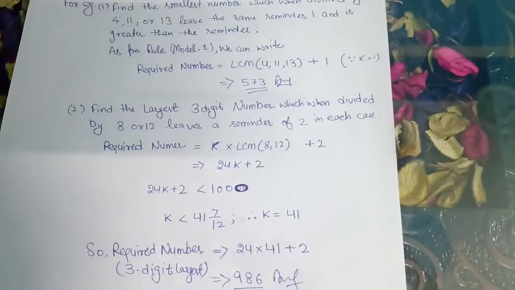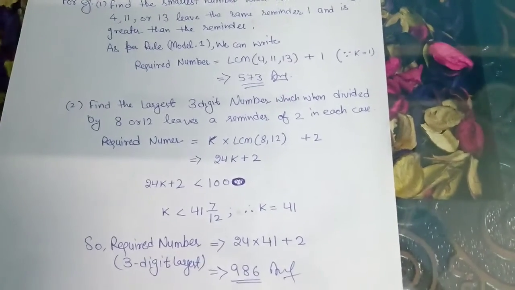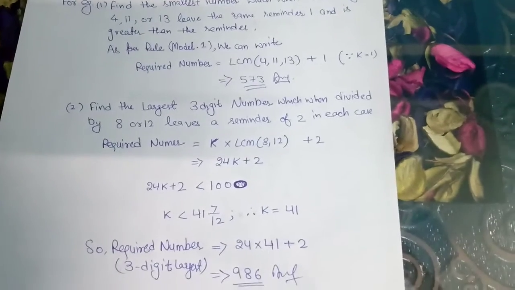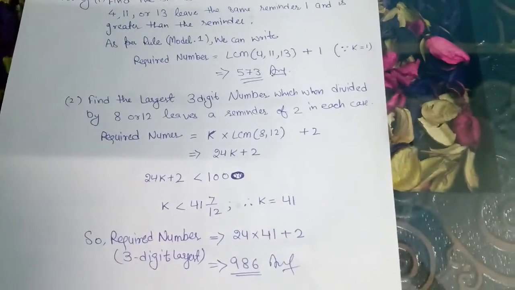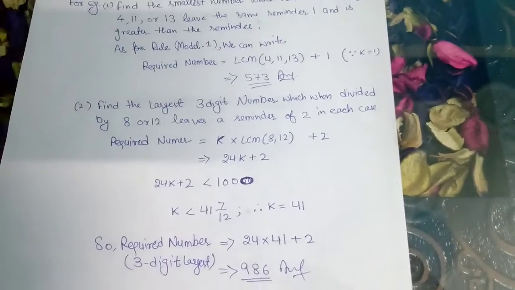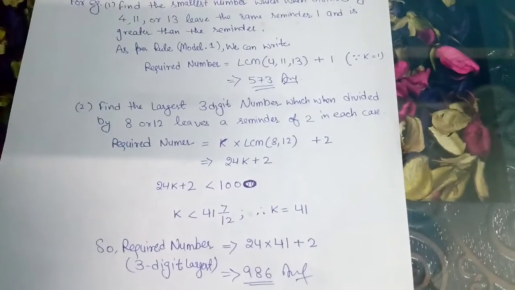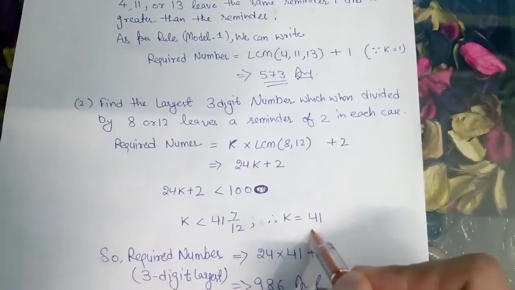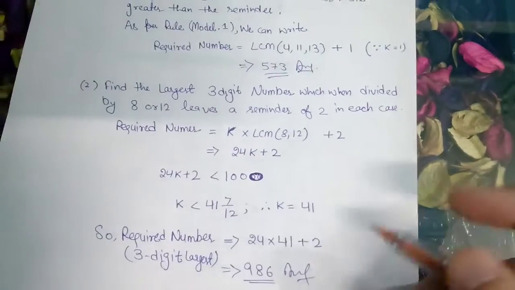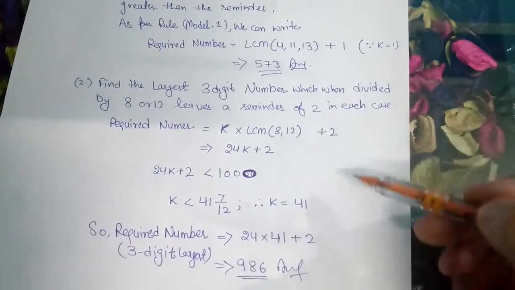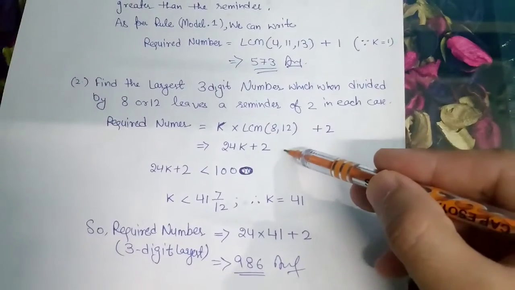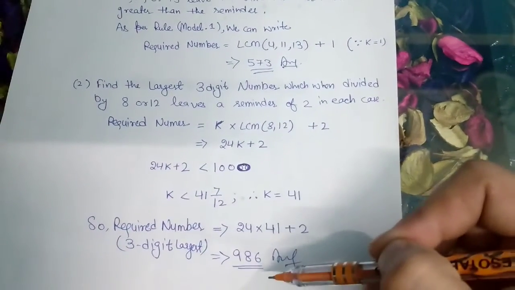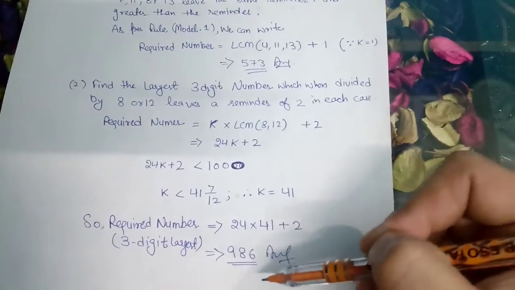If the question says find the largest two-digit number, then we have to do this calculation with respect to 100. And if it says four-digit number, then we have to take 10,000. This will give me the value of K. Here the value of K will come as 41. So the required number, by putting the value 41 in this equation, will be 24 into 41 plus 2, which is equal to 986. This is the largest three-digit number, and no other three-digit number will be there.